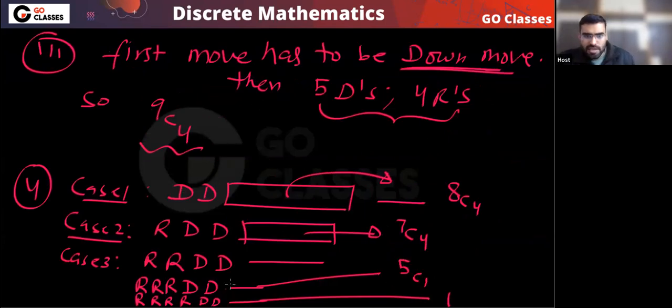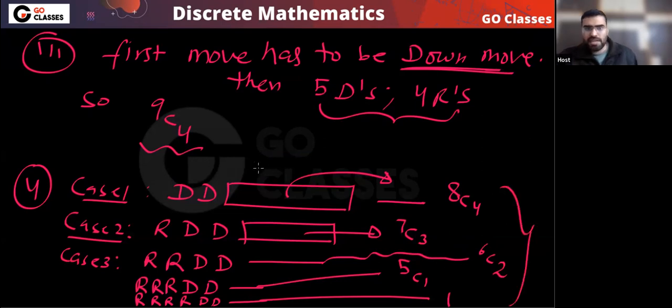Is this correct or not? Is there any doubt? Here it should be RRD. So basically this should be 6C2. Okay, I think 6C2. Okay, so you can make it 8C4, 7C3, 6C2, 5C1, and then 4C0. Okay, so this is your answer. Just add all of them. That is your answer. Yes or no?